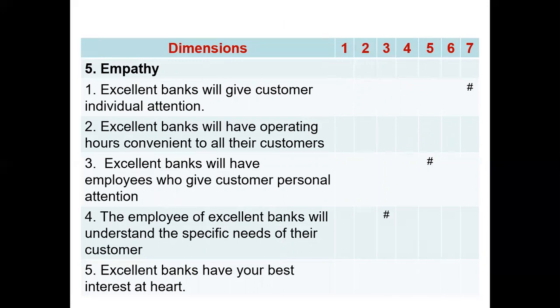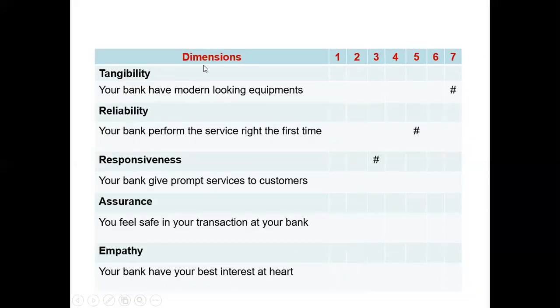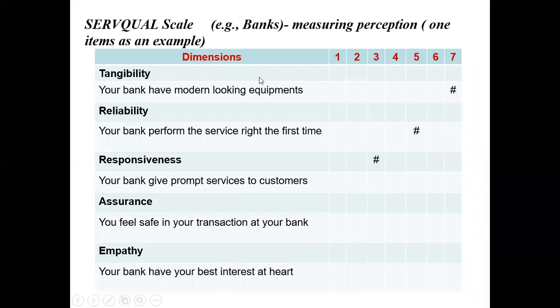So these are the 21 questions, which range across 5 dimensions, and this has been measured on a 7-point Likert scale. For example, if you want to measure their perception, I have taken only one item from each dimension as an example. For tangibility, you have to mold your question like this.